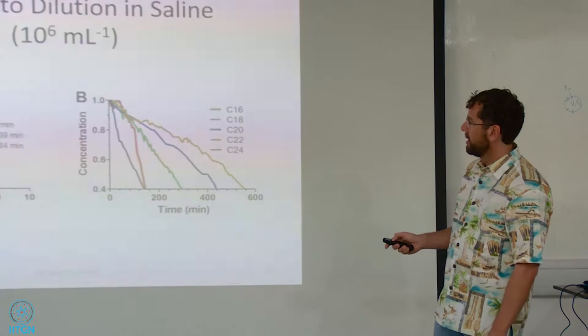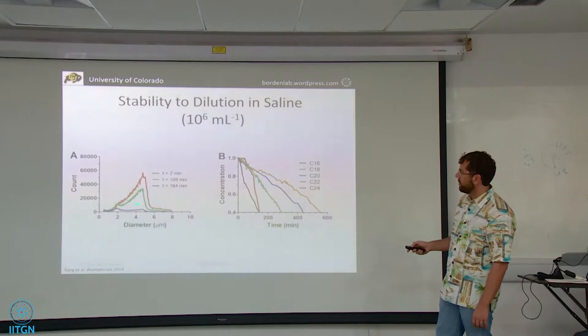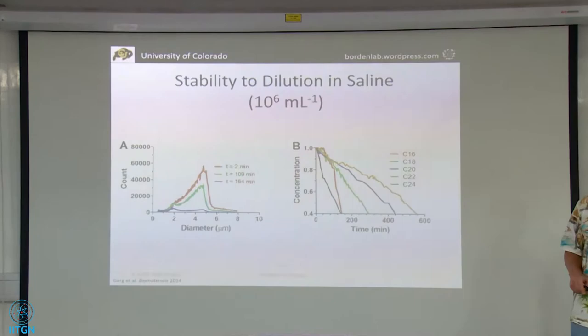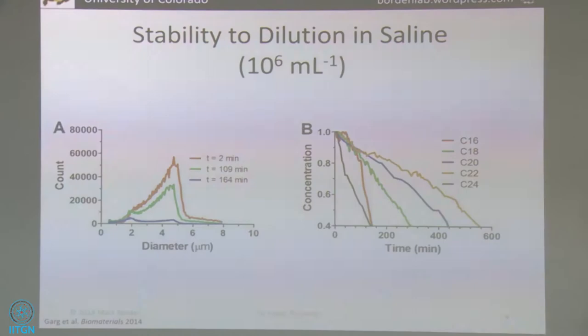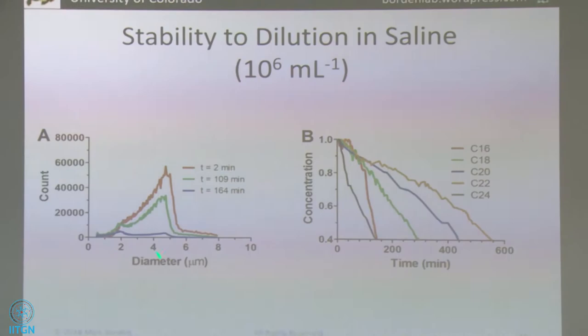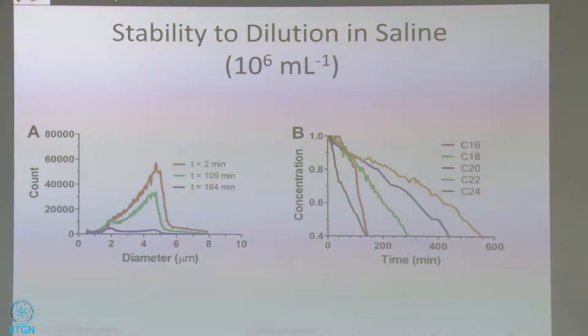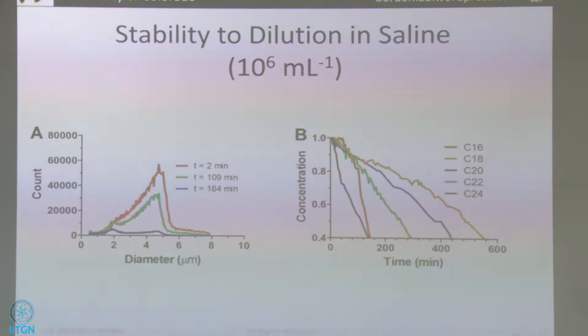So initially these are 4 to 5 micron bubbles. You can see it's not the best separation. Sumit was the one who did this, but they did a nice job of cutting off these larger bubbles. But you can see here's at 2 minutes, 109 minutes, 64 minutes. You can see how the bubbles are degrading. This is during dilution in the saline. The concentration is being diluted to a million bubbles per ml. That's how much they're diluted in a typical contrast injection in a human being.